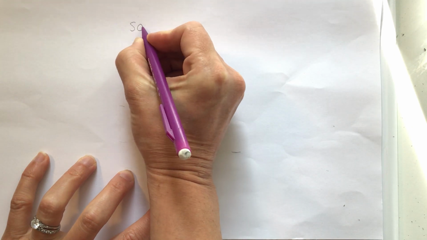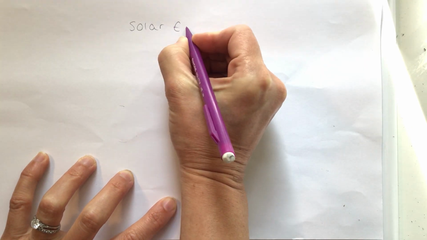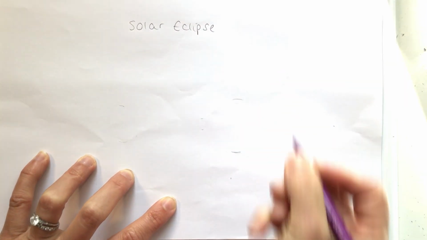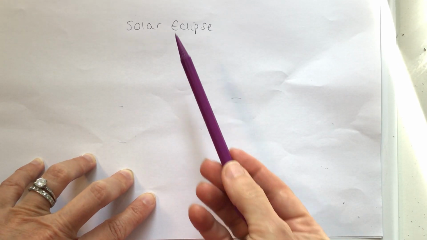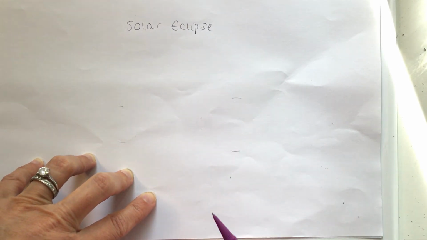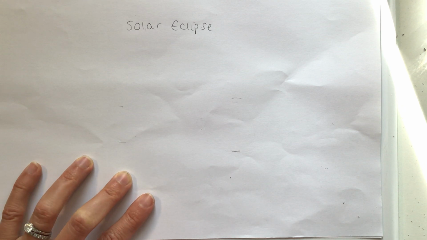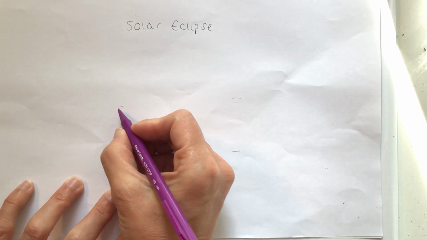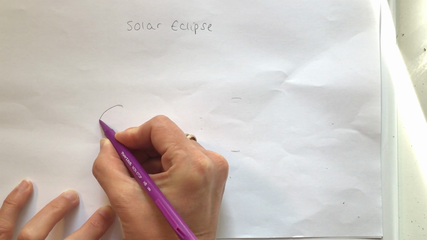To show you how to draw a solar eclipse. Solar eclipse. This means that the sun cannot be seen. Solar means sun cannot be seen. So in this case here, let's put the sun here.